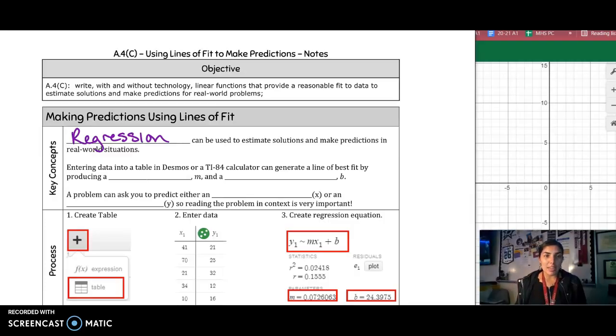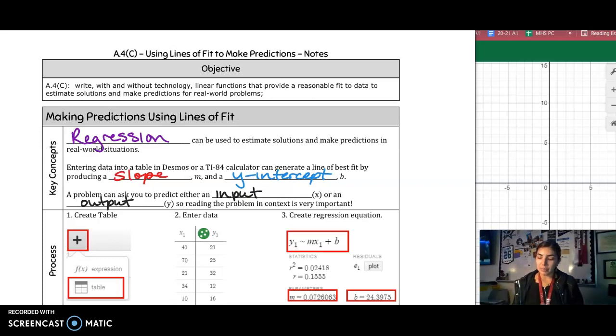So entering data into a table in Desmos or a TI-84 calculator can generate a line of best fit by giving you a slope, an m, and a y-intercept, so that you can write y equals mx plus b equations. Going further though, the question could ask you to predict either an input, an x value, or an output, a y value, based on the context of the question.